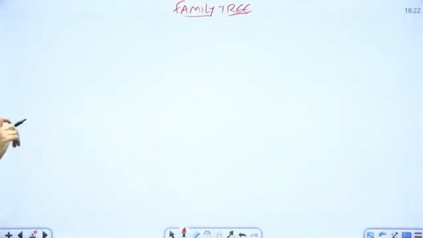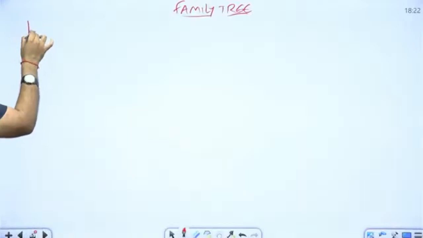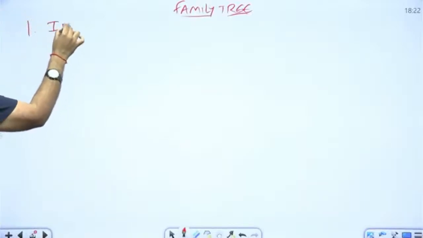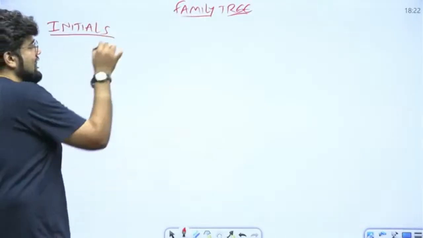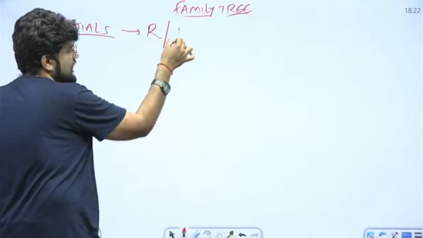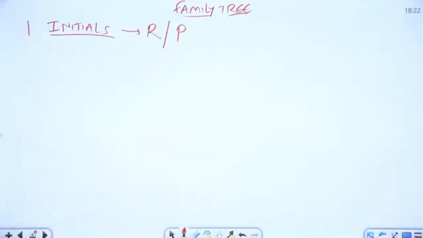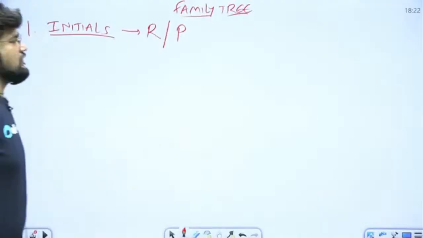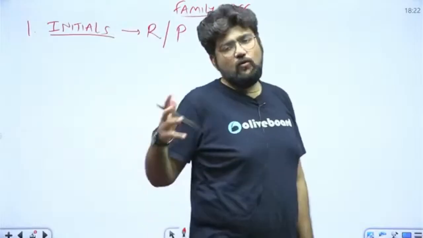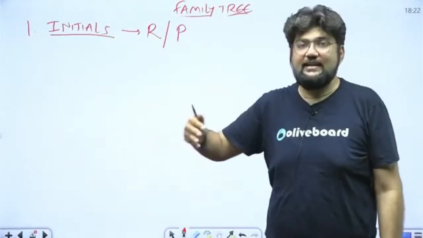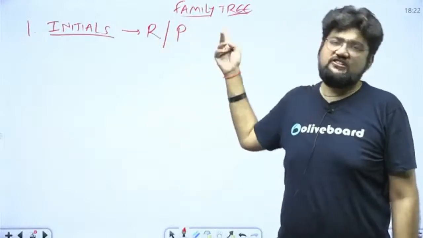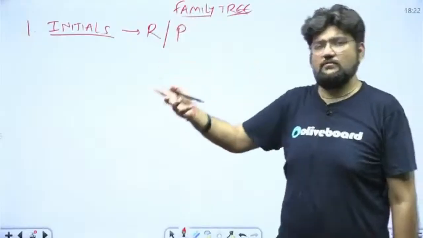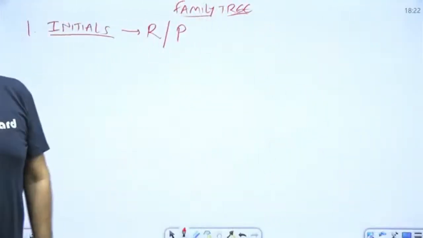Now, when I draw a family tree, I need to keep some pointers in mind. Point number one, I will always use the initials of the names, not the complete names. So, if my question said Rahul, I would write R. If my question says Priya, I would write P. I would always use only initials in my question. Why? It saves time. As simple as that. Writing R is easier than writing RAHUL. And if I have in the question Rahul and Rajesh, then I can write RA and RJ or RH and RJ. That depends. You can use another letter to differentiate. Cool. So writing initials is always easy.